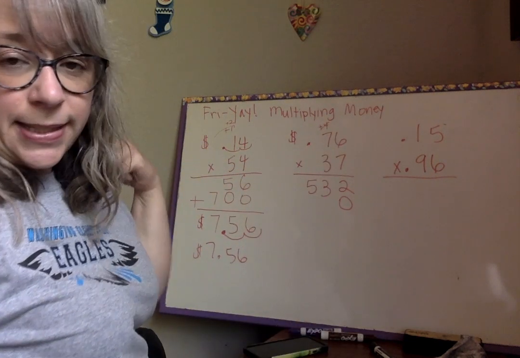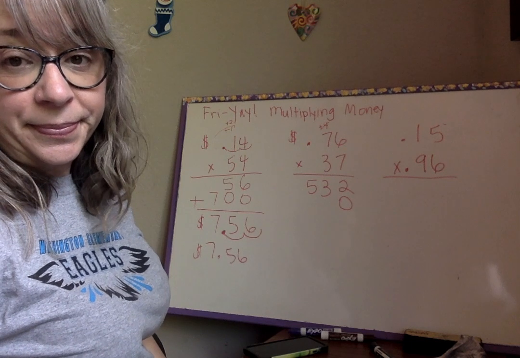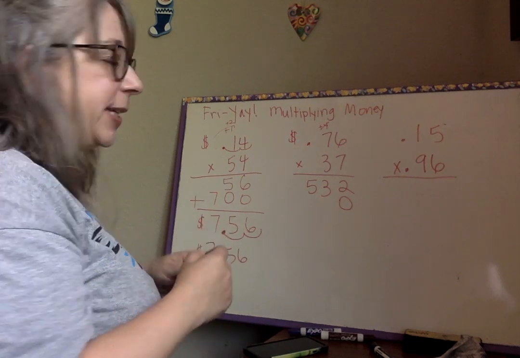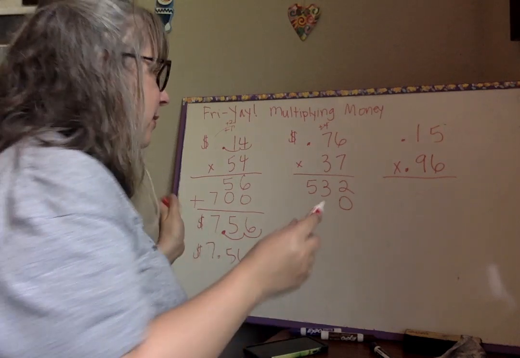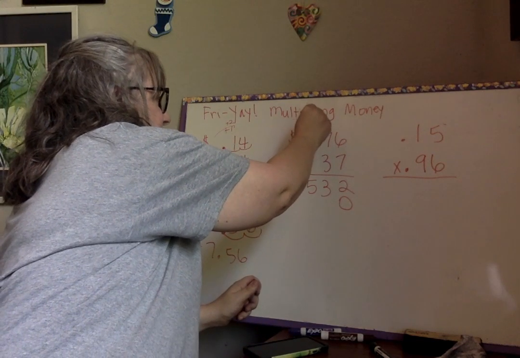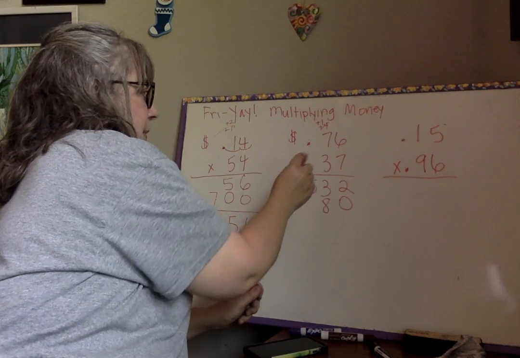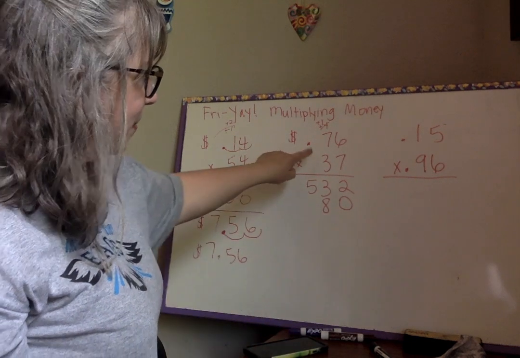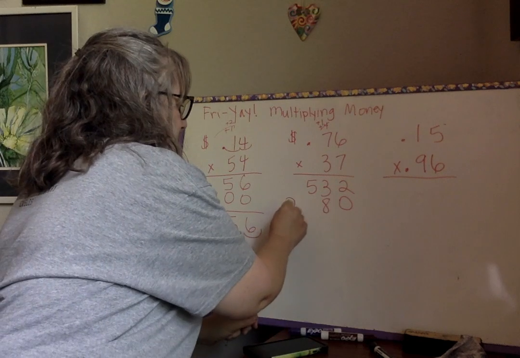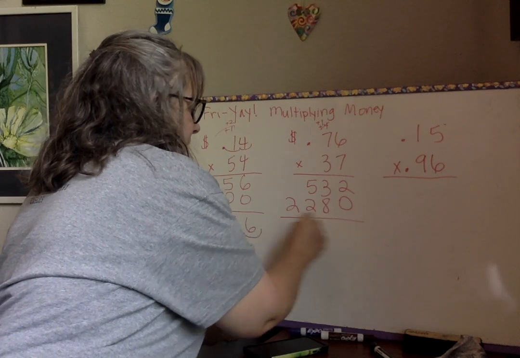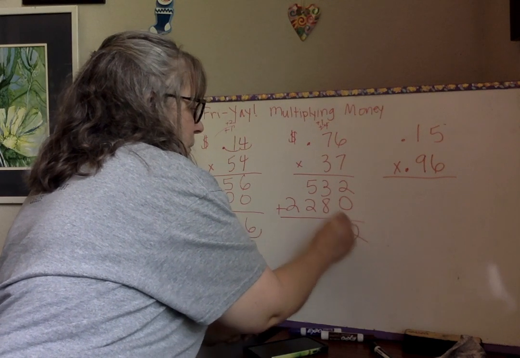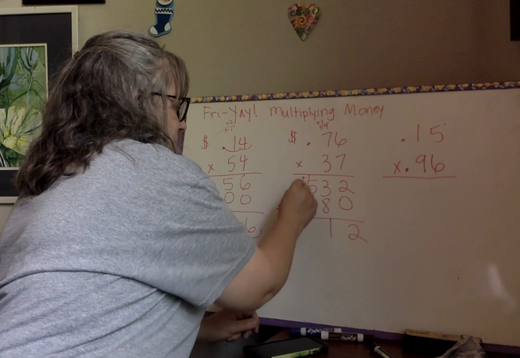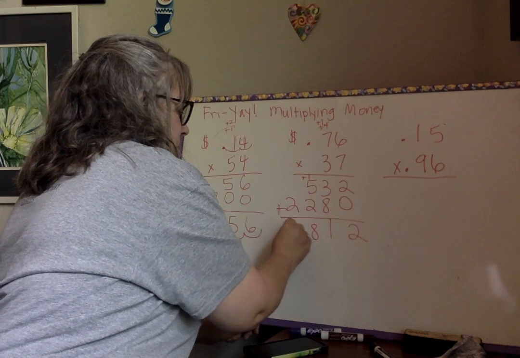3 times 6 is 18. Sometimes I have to remember that. So plus 1, bring your 8 down. So 3 times 7 is 21. Plus 1 is 22. Let's add them up. 2, 8, 9, 10, 11, 5, 6, 7, 8, and then a 2.